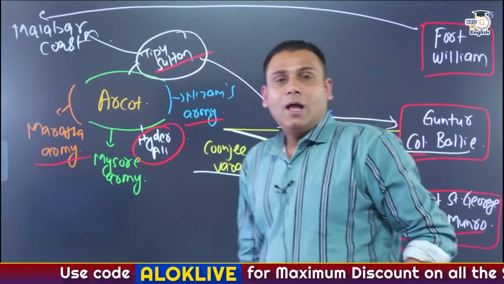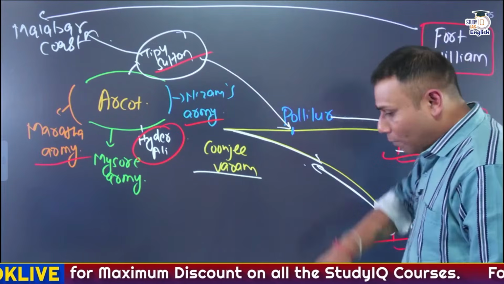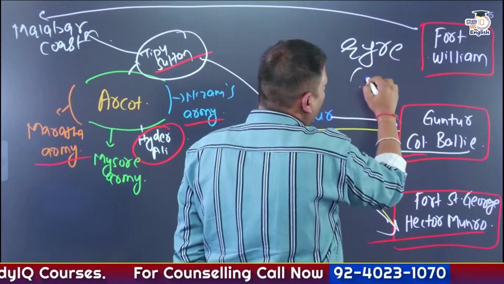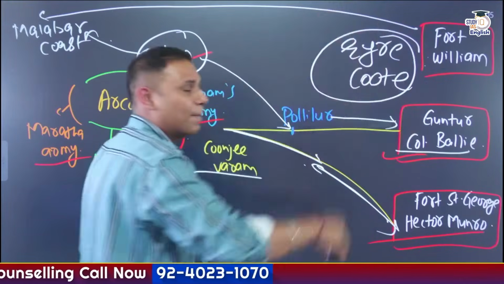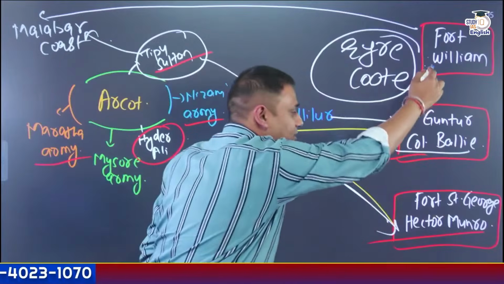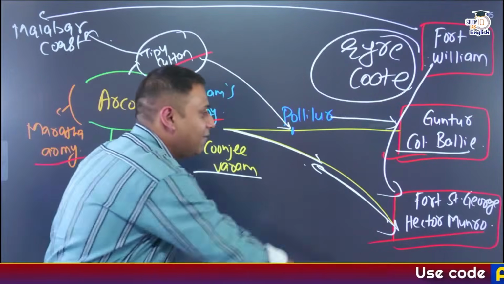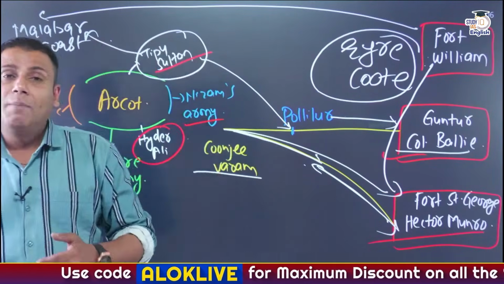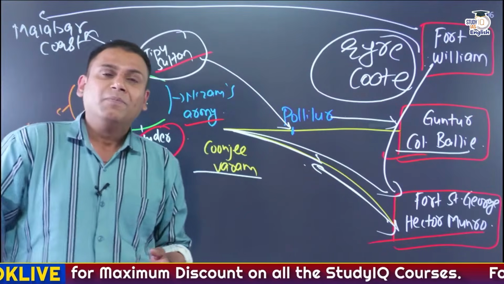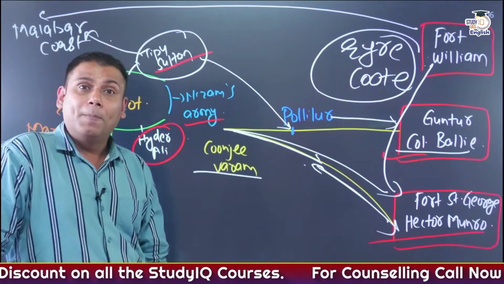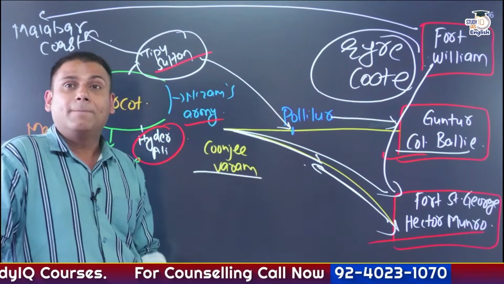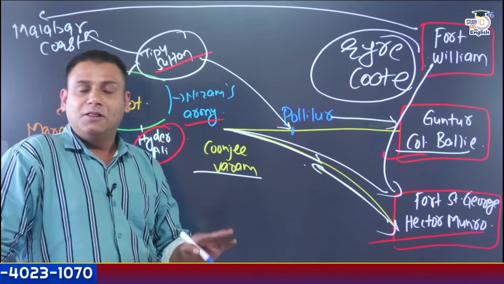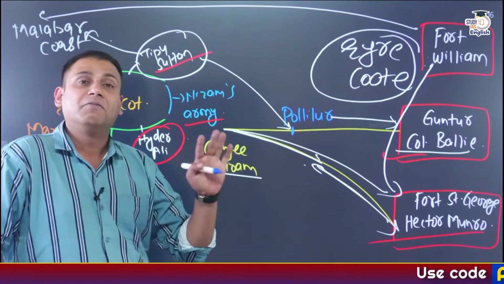What did they do? At this time, another contingent was formed at Fort William under Eyre Coote. I repeat, another contingent was formed under Eyre Coote at Fort William. This contingent was dispatched to Madras, and from Madras, they will attack this region. It is said that many battles were fought. Among them, 2 to 3 were the most important ones. One was the Battle of Porto-Novo. Other was the Battle of Polilur again. Then was the Battle of Sholingur. In all 3 successive battles, the forces of Mysore Sultanate had to face reverses.